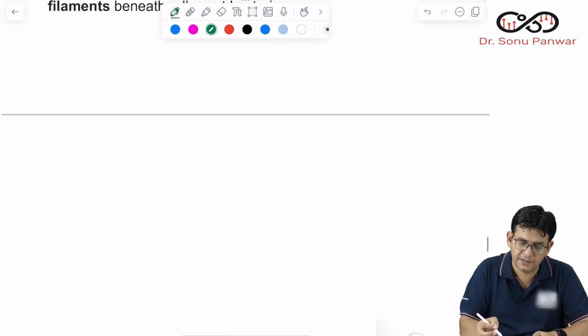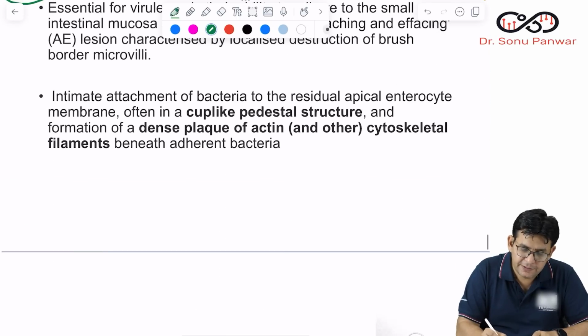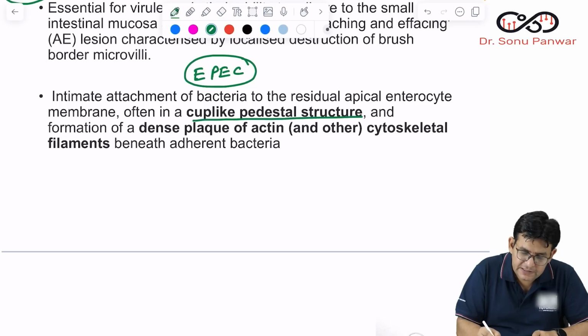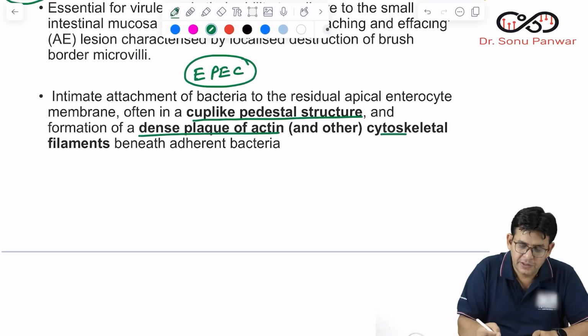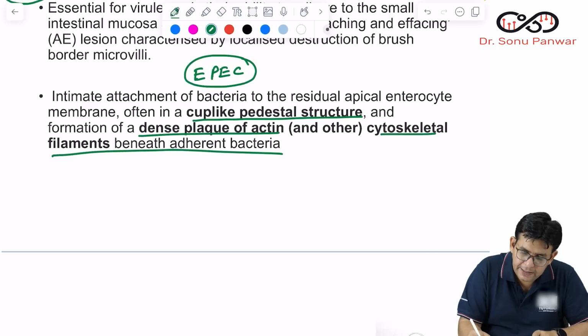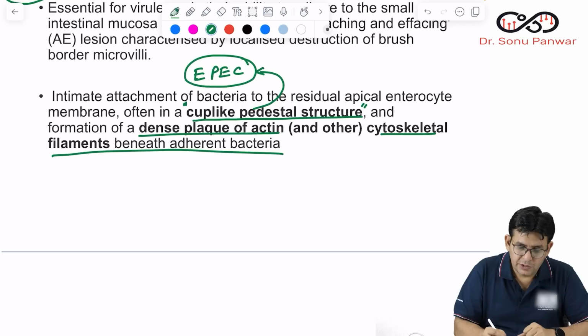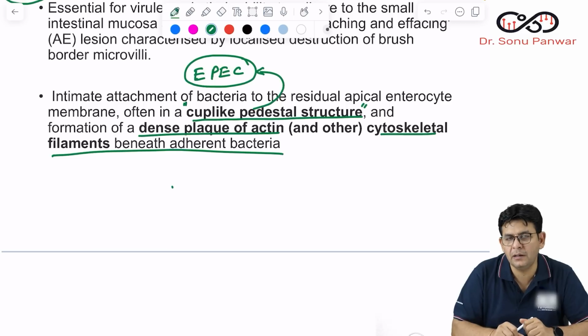Now see this particular one. In the case of EPEC, they produce a cup-like pedestal structure, and there is formation of a dense plaque of actin and other cytoskeleton filaments beneath the adherent bacteria. So if somebody asks you that a cup-like pedestal structure is seen in which particular infection, the answer is EPEC. If you revise these particular ones well, most of your things will be done.